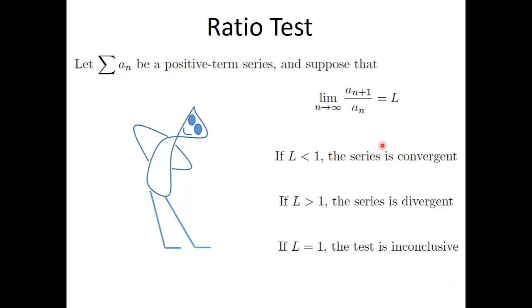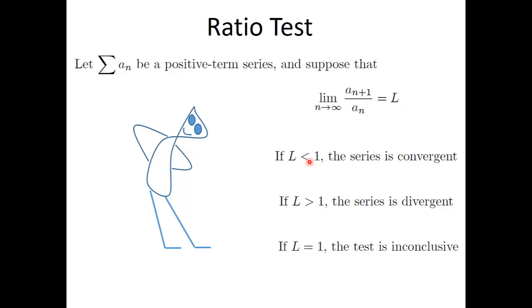Okay, so let's see if we can come to some kind of understanding about the ratio test and why it works. First of all, we start off with an infinite series. And we think about the ratio of terms here. This is the n plus first term over the nth term. And we take the limit of that ratio. And suppose it equals some number, L.